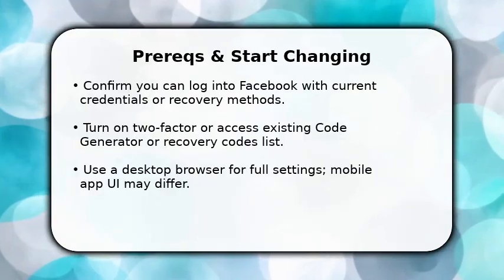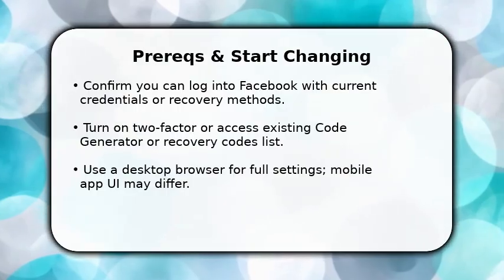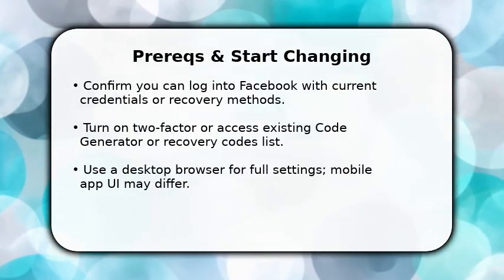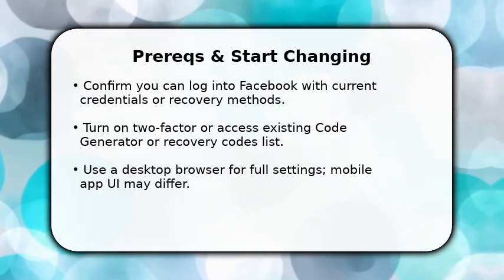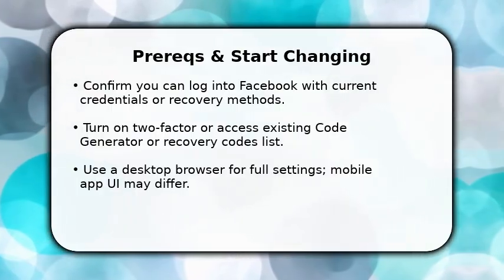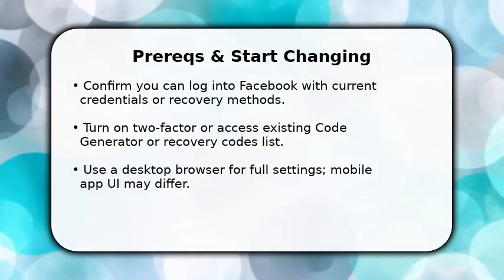You're ready to change your recovery code. First, make sure you can sign in and you have two-factor access. Once logged in on a desktop, open Settings and Privacy, then Settings. This gives the full security menu.